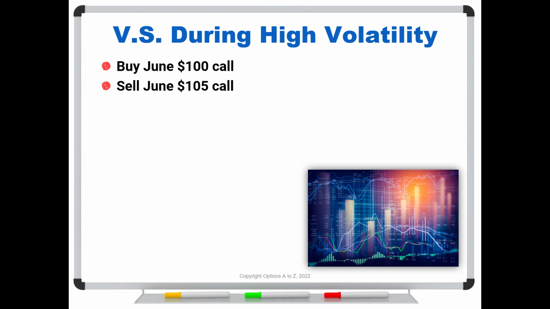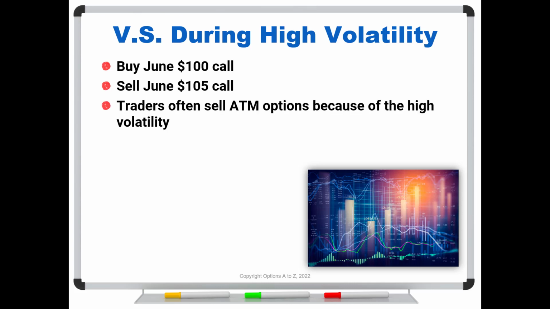Now, the thing is that most traders will sell the at-the-money options because of the high volatility. They know that the at-the-money option has the most volatility, at least in total dollars, not necessarily in terms of implied volatility, but in terms of the total dollars. And so that's why they lean towards selling the at-the-monies. But is that going to be your best bet during high volatility?